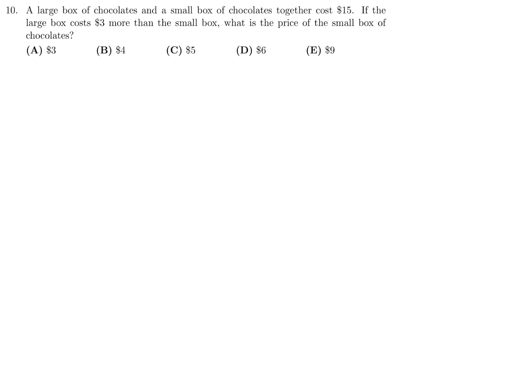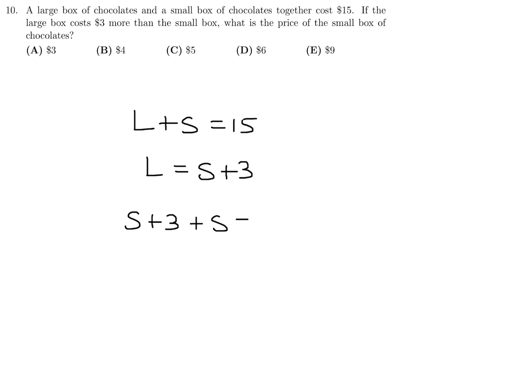A large box of chocolates and a small box of chocolates together cost $15. If the large box costs $3 more than the small box, what is the price of the small box of chocolates? So L plus S is equal to 15, but they also tell me that L is equal to S plus 3. So substitute this into there, and if you do that, you get S plus 3 plus S is equal to 15. So 2S is equal to 12, and therefore S is equal to 6. So the small box of chocolates costs $6, and therefore number 10, the answer is D.